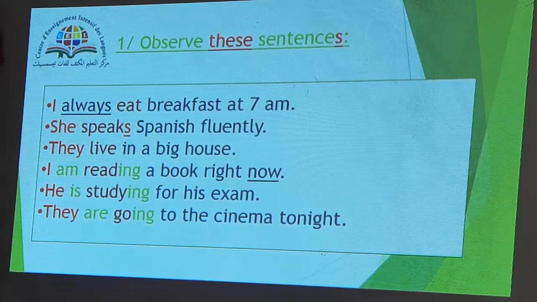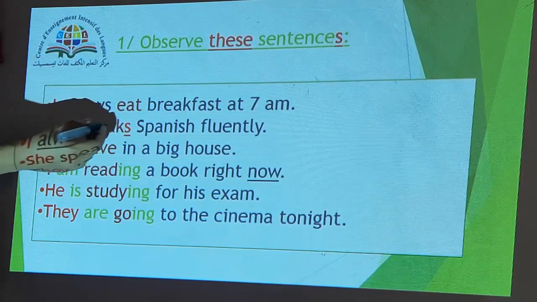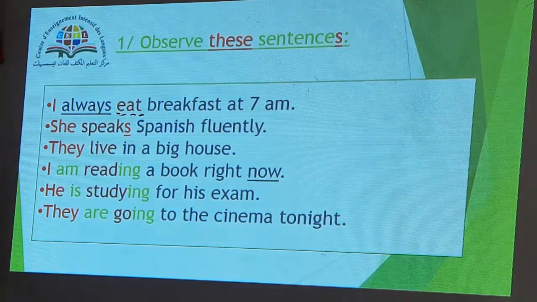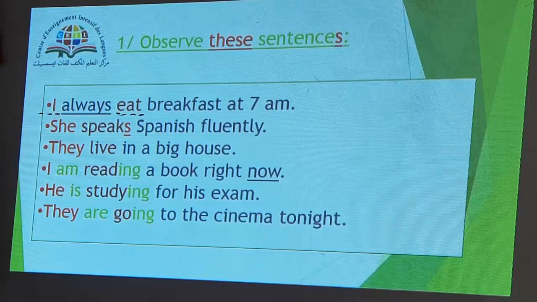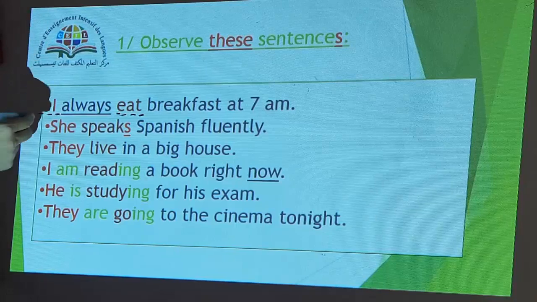I always eat breakfast at 7 a.m. So, let's spot first the verb. The verb in this sentence is the verb to eat. Okay? Then the subject. Where is the subject? The subject in this sentence is I. Okay? So I always eat breakfast at 7 a.m.